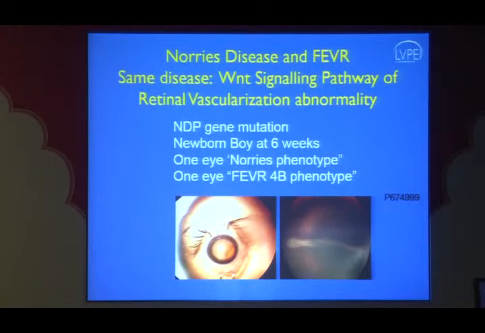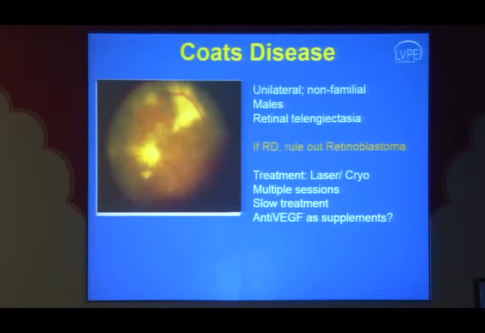For example, this child is a newborn seen by us at 6 weeks. The right eye has a Norris disease type of phenotype, the left eye has FEVR phenotype, and he has an NDP gene mutation. So they are actually a spectrum of the same disease, different mutations and different severity. So coming to Coats disease, it's unilateral, non-familial, males are more affected.